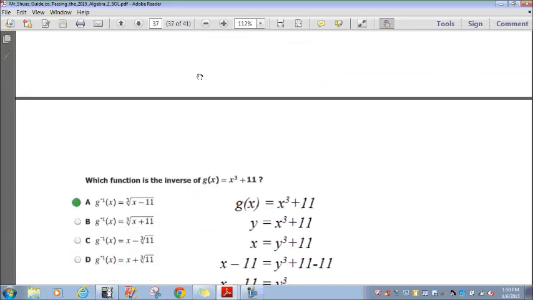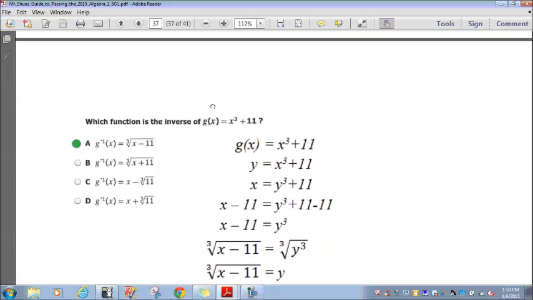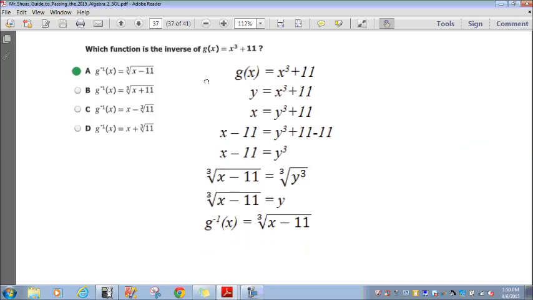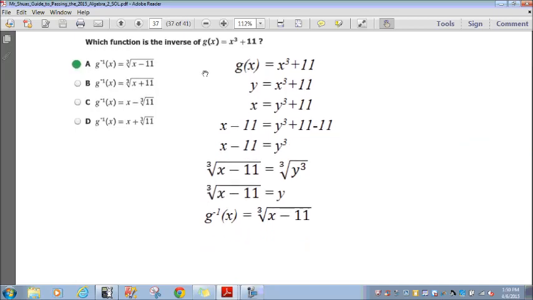Oh, well, only 5 more questions to go. Woohoo! All right. Which function is the inverse of g of x equals x cubed plus 11? All right, this is an Algebra 1 concept that you should have down pat. If not, here's how you do it.